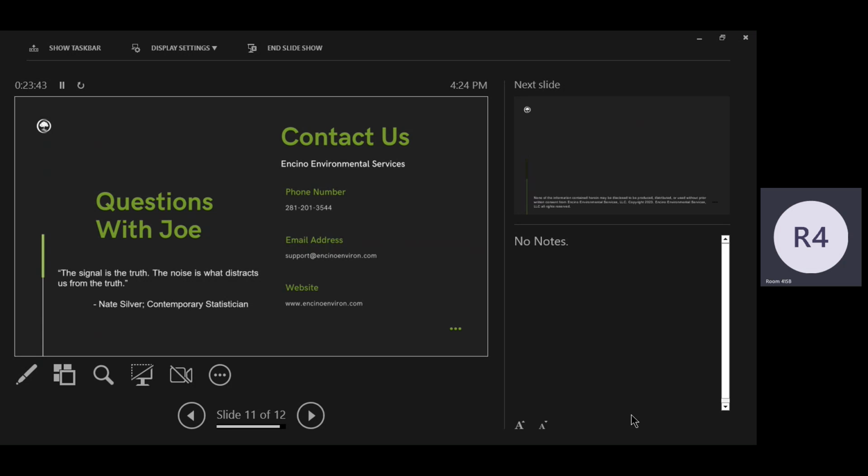What's something you wish you saw more operators do? Like a best practice that you think is cost effective, that you wish you could just wave a magic wand and have every operator take on?